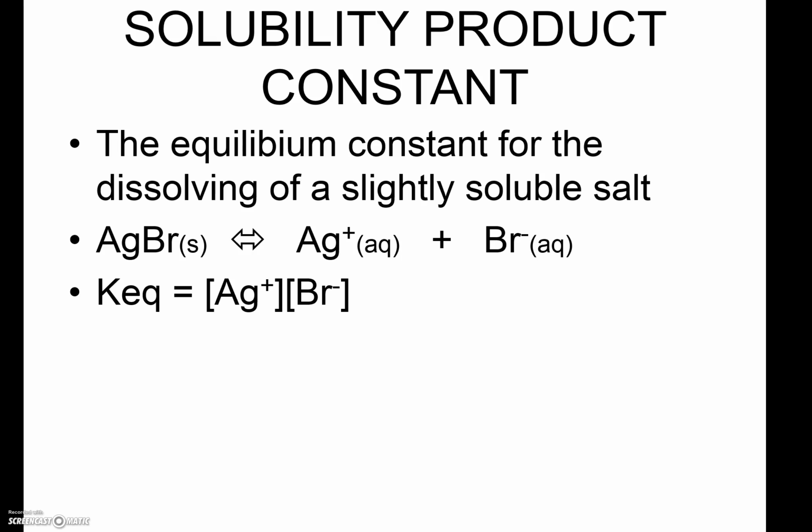And we're going to give this KEQ a special name, and we're going to call it KSP, or the solubility product constant. For silver bromide, it would be equal to the concentration of silver ions times the concentration of bromide ions in that saturated solution.